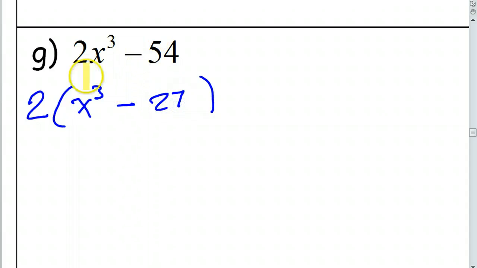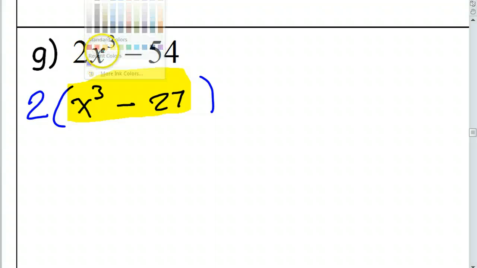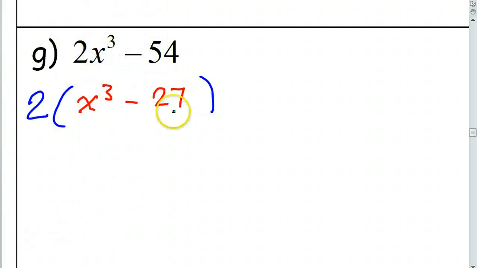Now, I'm hoping that you recognize that this part is the difference of 2 cubes. Okay, so that 2 out there is going to stay out there. But this part, and maybe I should make it red, this part's going to factor further. Now, the pattern of the difference of two cubes is it's always going to factor as a binomial times a trinomial. The binomial is just going to be the cube root of each one of these terms.